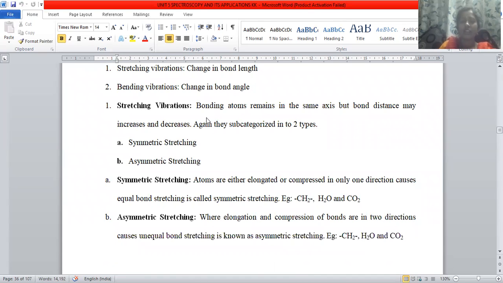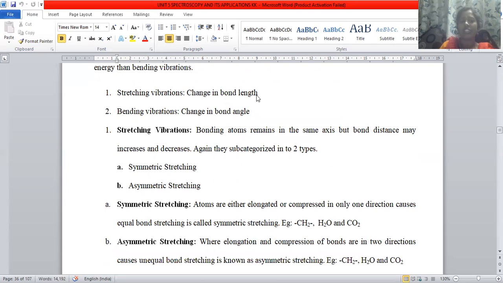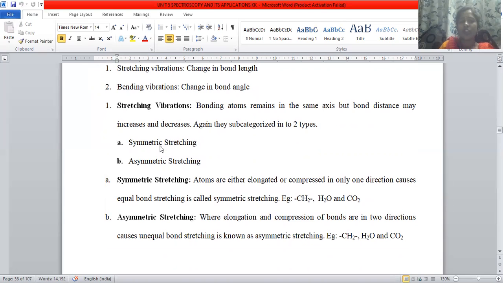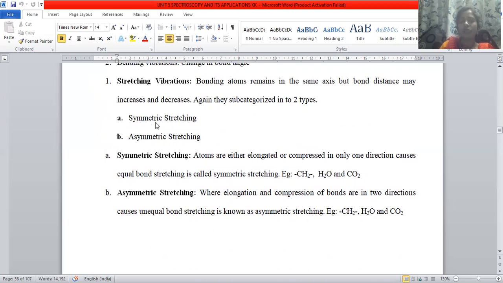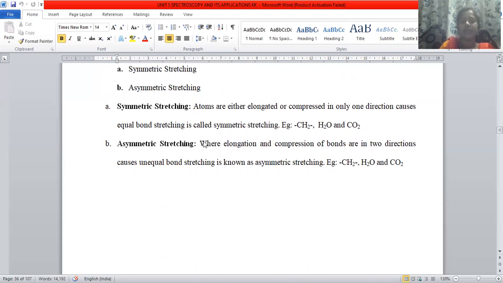Stretching vibrations are nothing but elongating and compressing the bonds. So when the bond length is elongated and compressed, it leads to a transition in the bond length. Bonded atoms oscillate along their axis, which is called stretching vibration. Whenever stretching of bonds is possible, either symmetric or asymmetric stretching may occur.